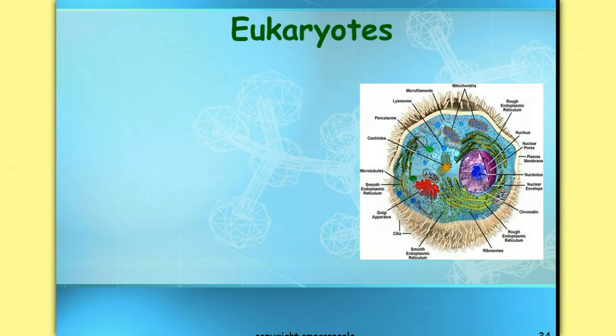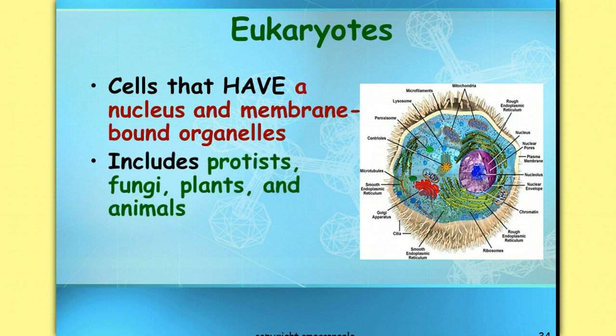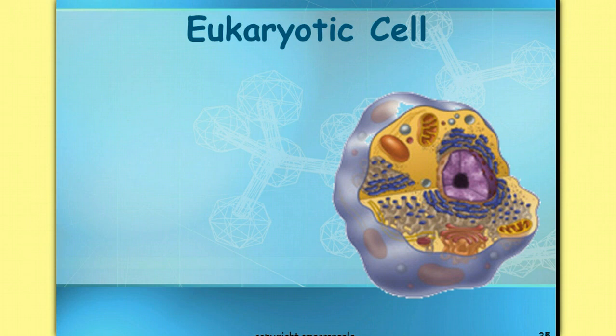Now, eukaryotic cells are the other cell type. So pretty much everything that we're going to look at for the rest of the year is going to be a eukaryote or a prokaryote. So the eukaryotes differ in that they have a nucleus. They have membrane-bound organelles. So you can see in the diagram there is a larger variety of organelles. Eukaryotic cells include organisms like protists, fungus, plants, and animals, and they are definitely a more complex type of cell.